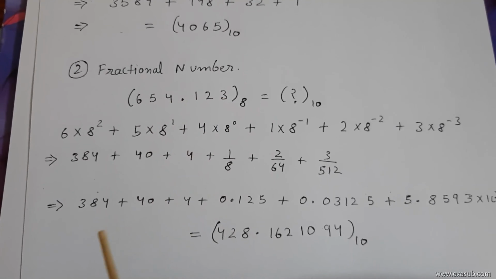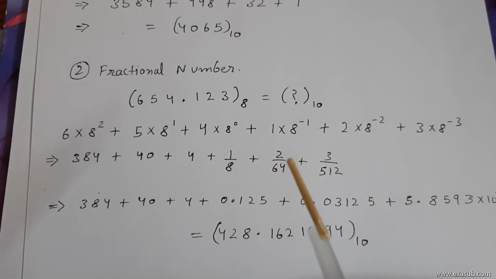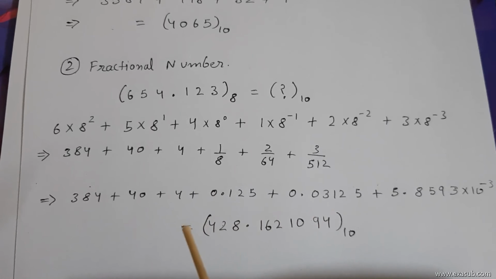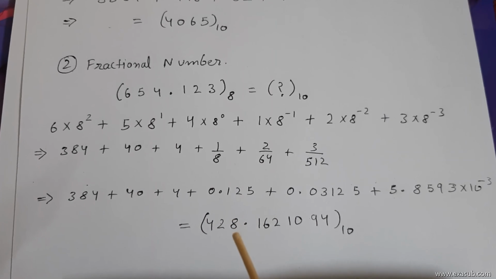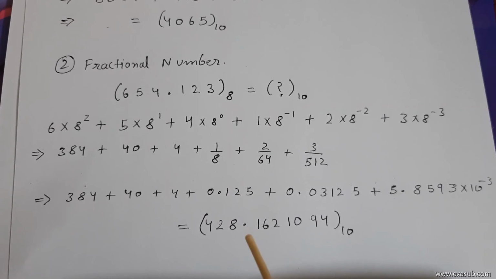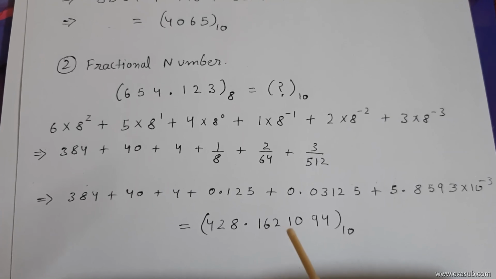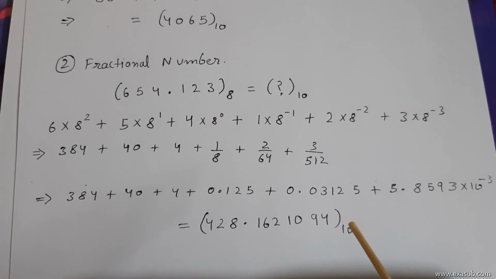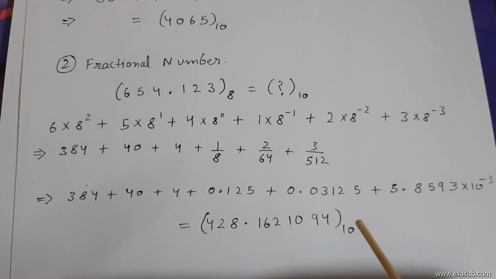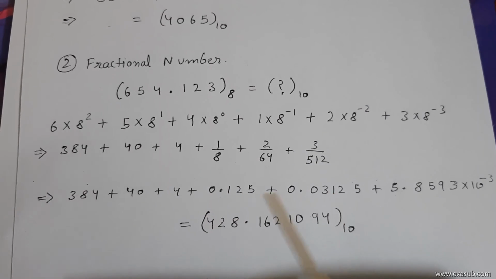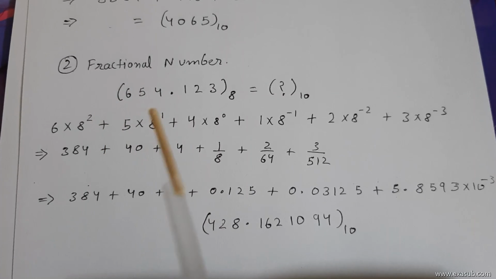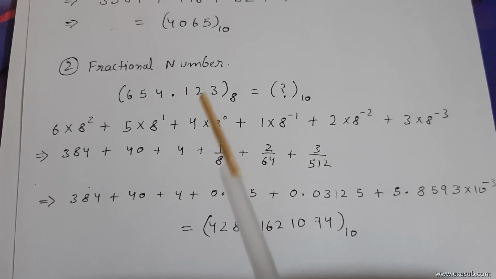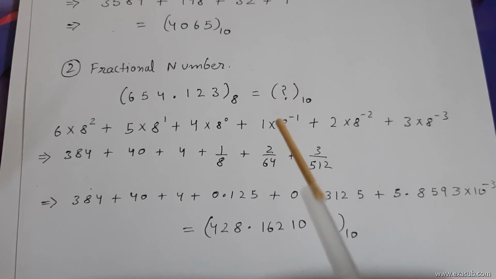If we simplify and add up all these values, we will get around 428 point 1621094, and it's in decimal. So this is decimal, and its equivalent in the octal number system is 654 point 123, and it's in octal.